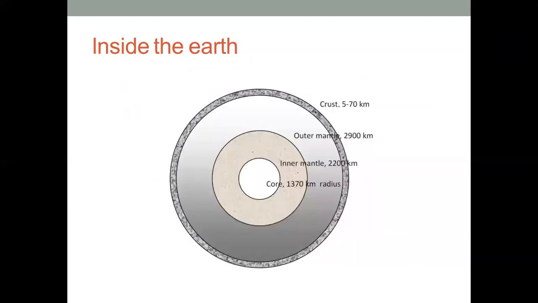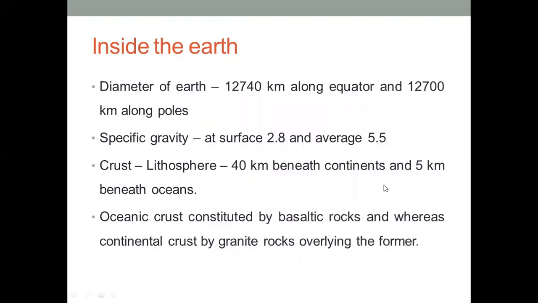based on thickness and density variations. So the thickness of the crust is 5 to 70 kilometers, the mantle is 2900 kilometers, and then the core is 1370 kilometers in radius. Here there is no thickness, that is why the radius of the inner core is given as 1370 kilometers.